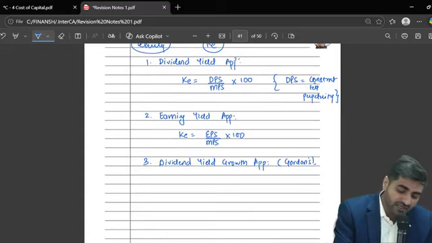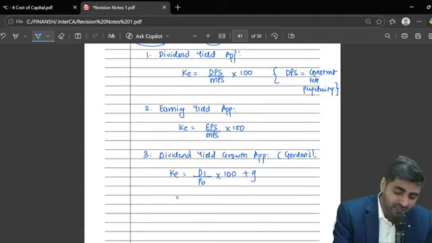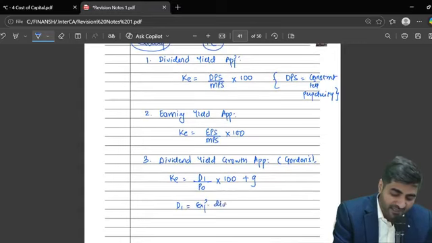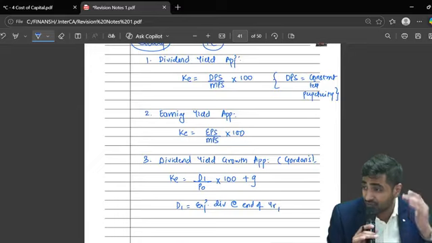Okay. And what does Gordon tell you? That if you want to calculate your KE, you have to take D1 upon P0 into 100 plus G. So in this particular case, what is your D1? Can I say D1 is nothing but the expected dividend at the end of year 1? Come on, yes or no? Yes, sir. This is nothing but the expected dividend at the end of year 1.